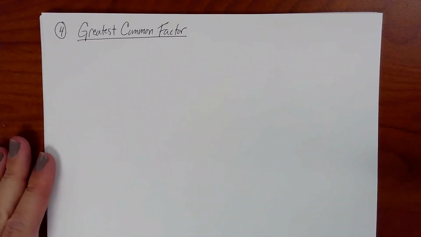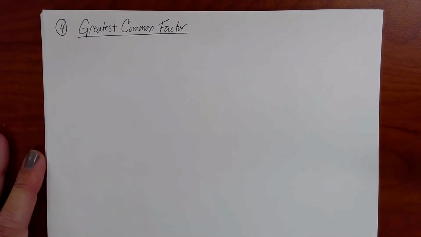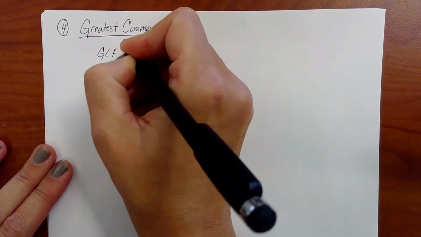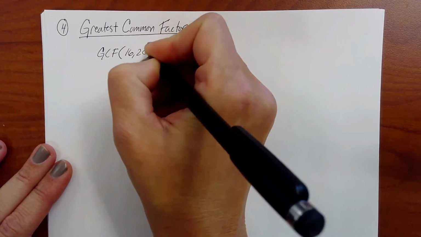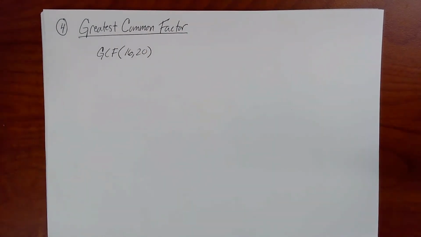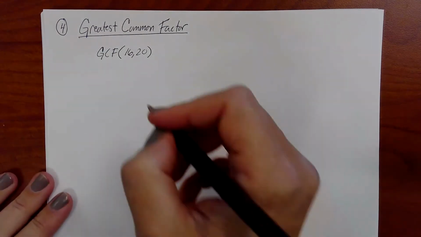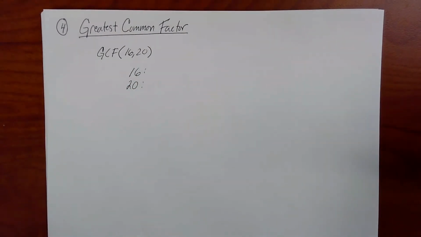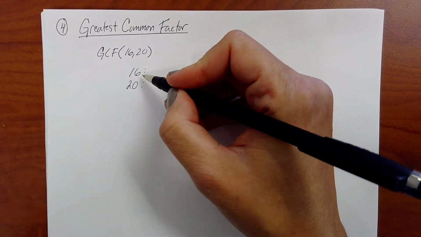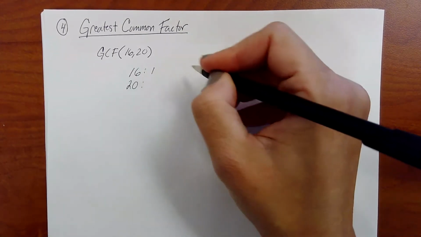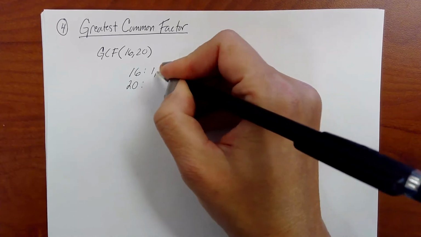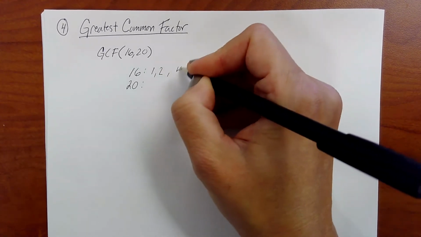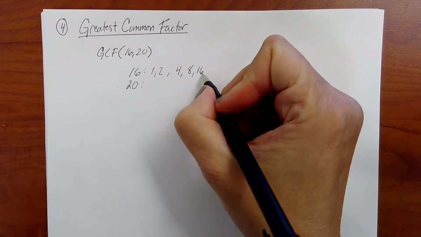Now, I'm not really sure how your group did it in years past, but if I asked you to find the greatest common factor of 16 and 20, some of you can see it in your head already. Some of you, if I listed out the factors, can probably see it. So if I listed out the factors of 16, you got 1 times 16, 2 times 8, and 4 times 4, right? So those are all the factors of 16.